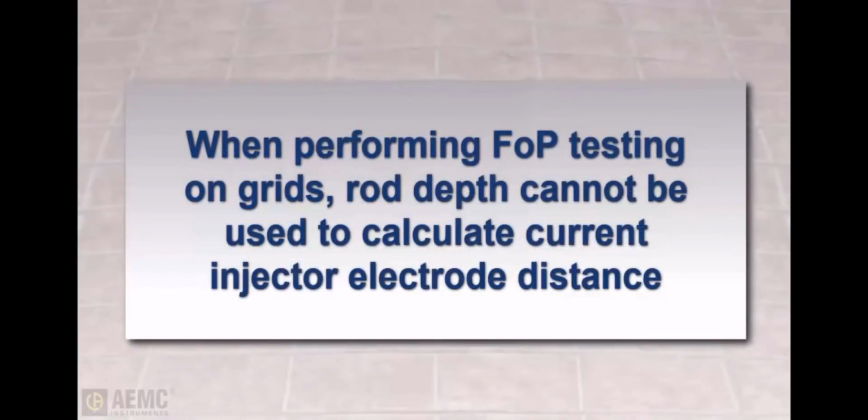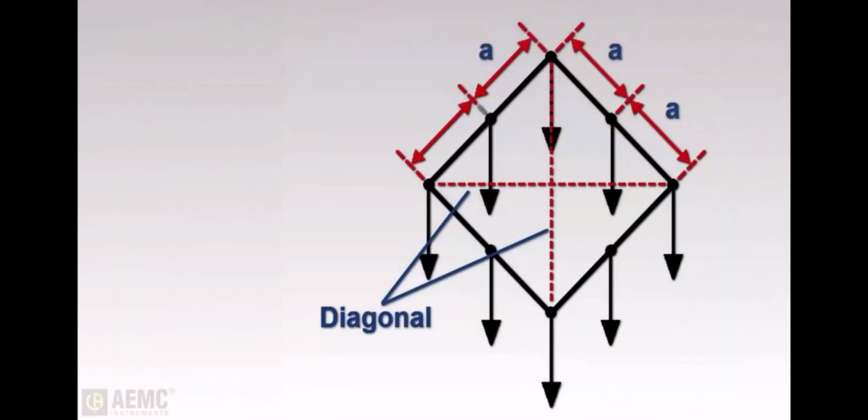When performing a fall of potential test on a grid system, we cannot use the depth of a single rod to calculate the placement of the auxiliary electrodes. Instead, the distance should be based on the maximum inside diagonal dimension of the grid.